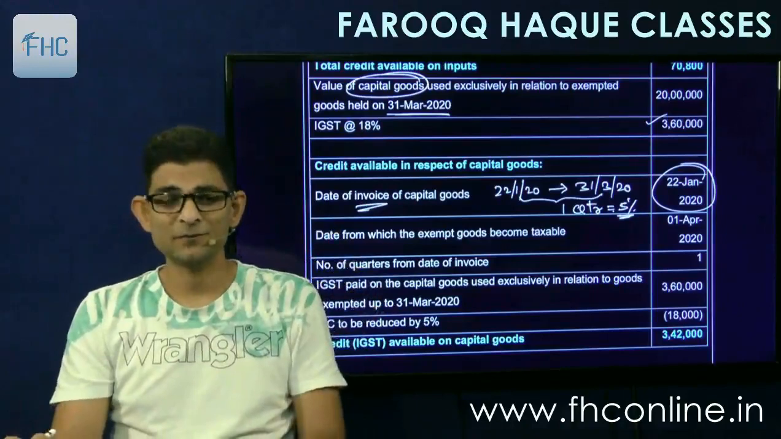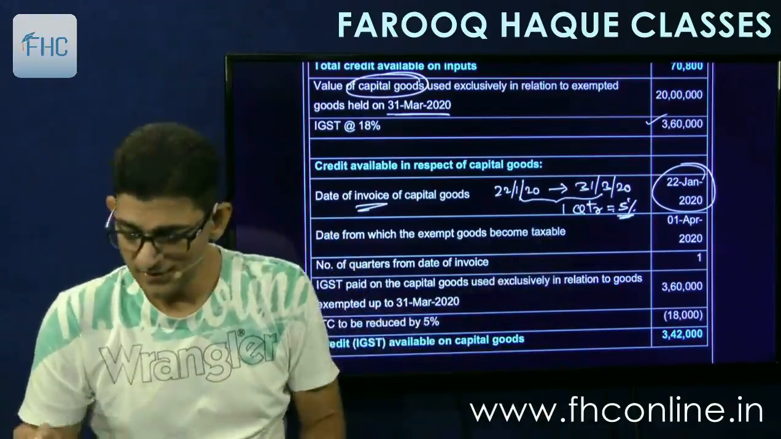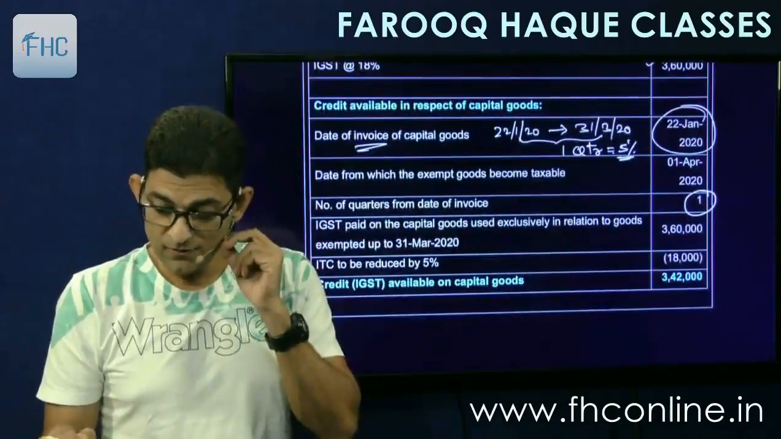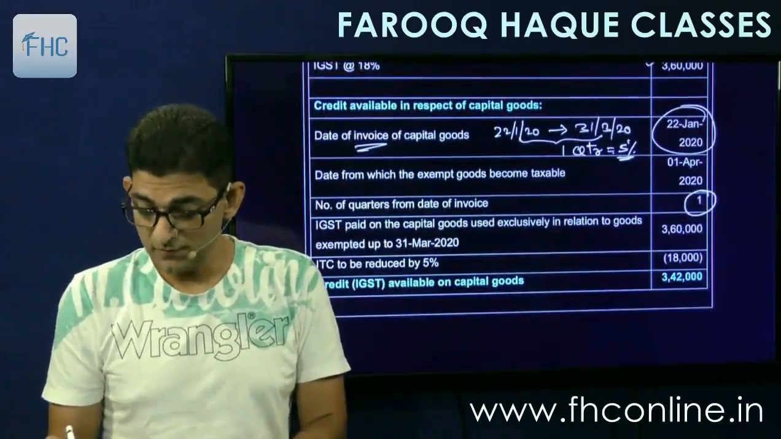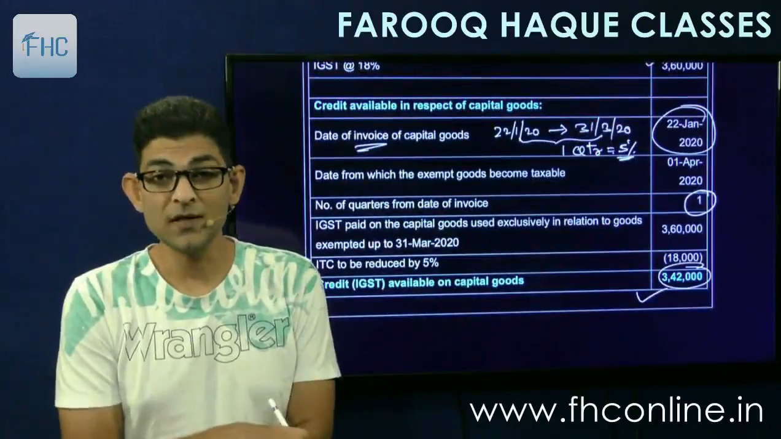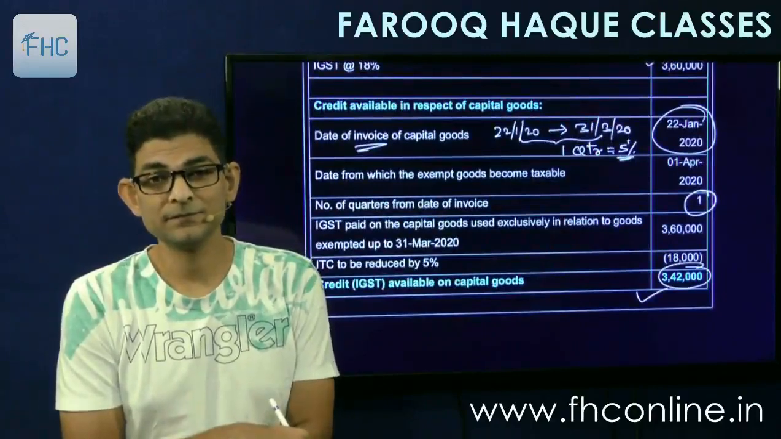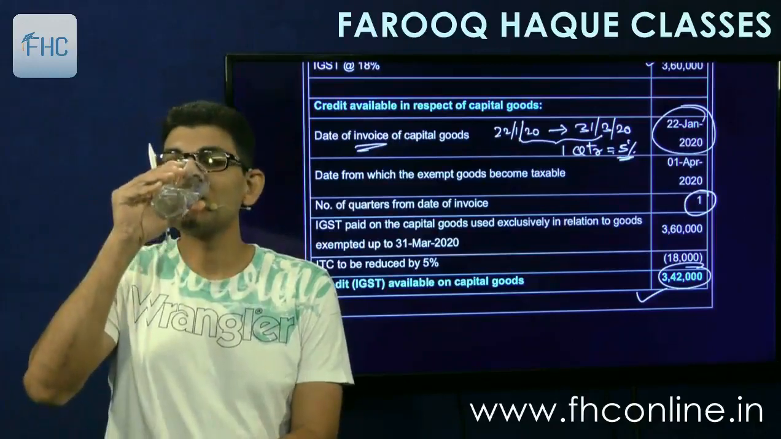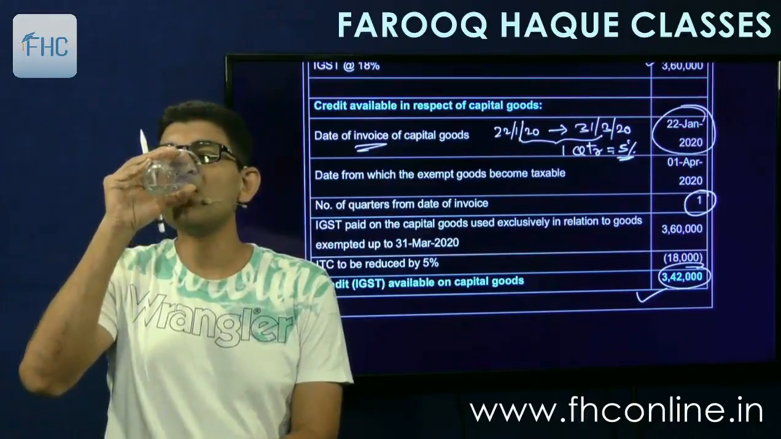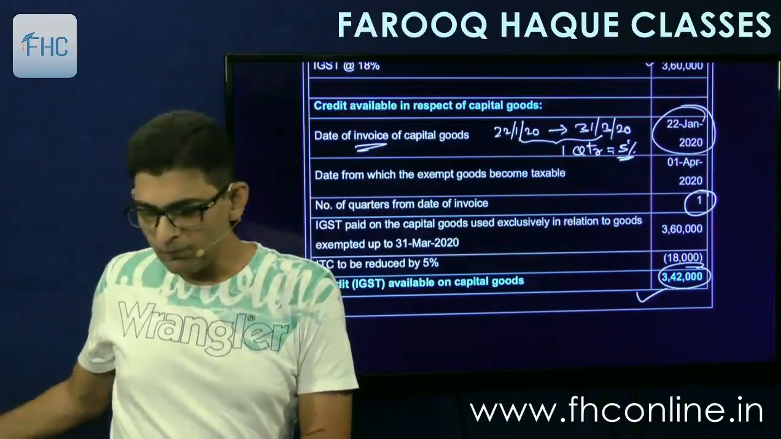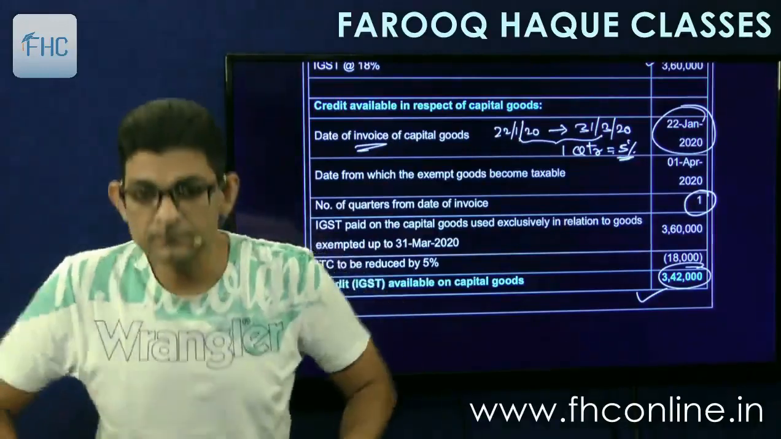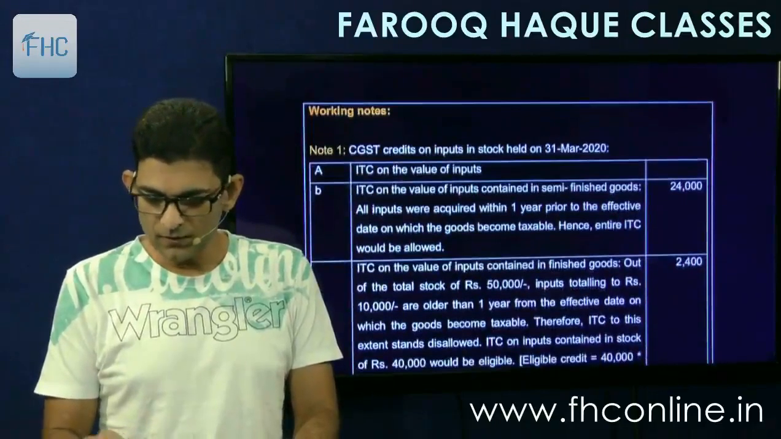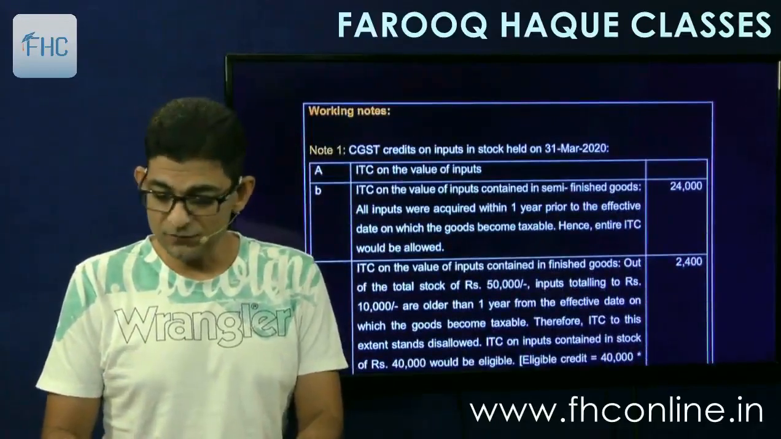Simple calculation. So see, that is given there. You have got 1 quarter of use and therefore 360 minus 18 will be 3,42,000 credit available. And then all the working notes are given there. That is for you to read.